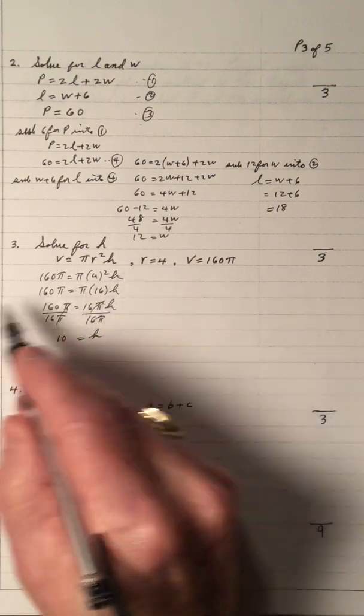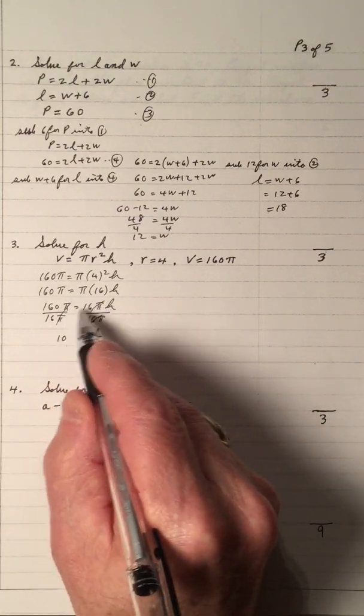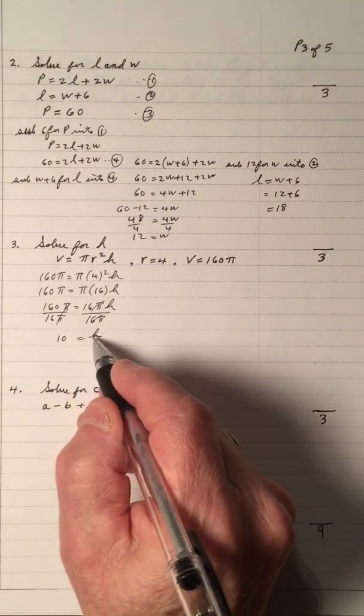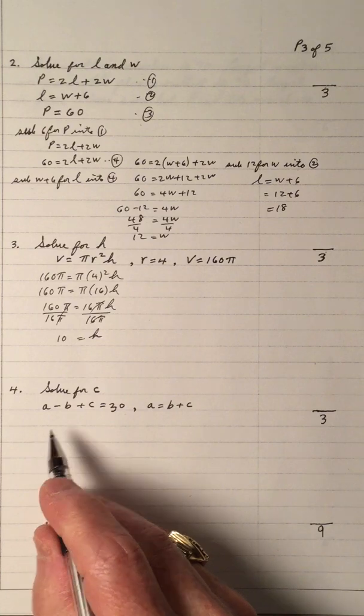So if we did the substitution, you get a mark. If we did the simplifying to this equation right here, you get a mark. If you get the answer 10, you get a mark. 3 marks in total. Number 4, solve for C.